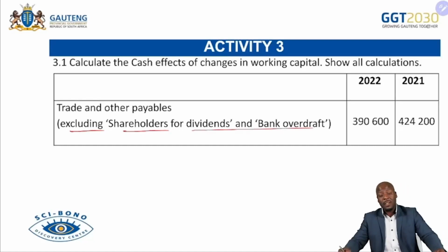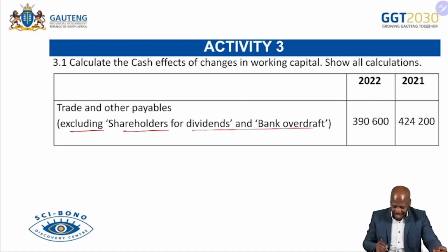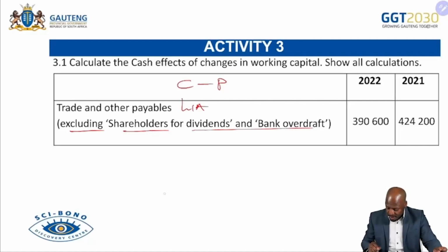Trade and other payables. The moment they increase, that means we are not paying, so cash inflow. But the moment our trade and other payables decrease, that means we are paying, so cash outflow. All right? Or calculator method. What does the calculator method say? This is a liability. So what then do we say? Current minus previous. All right?